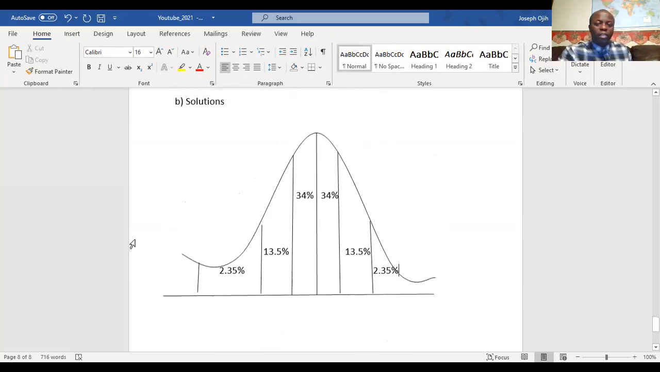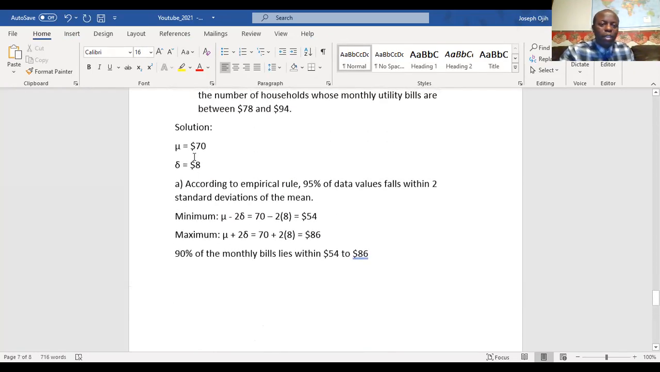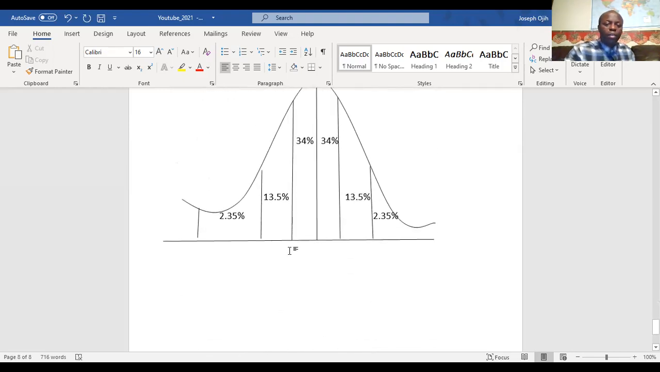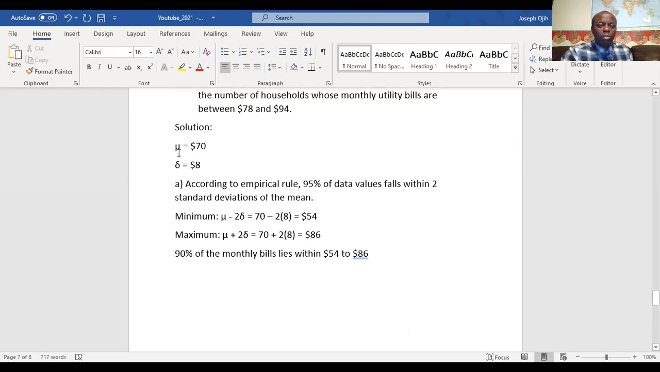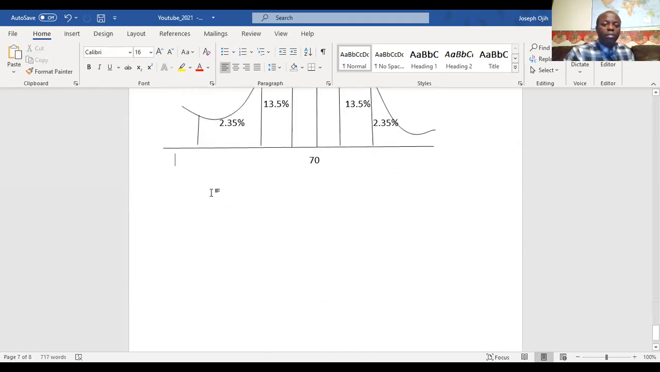So now, in this case, the only thing that changes is the mean. Our mean now is 70, and standard deviation is 8. So our mean here is going to be the middle value, $70. Let me just copy this so I can go back and forth. Mean is 70, and standard deviation is $8.